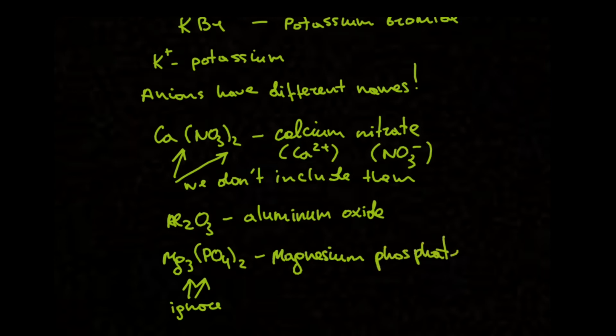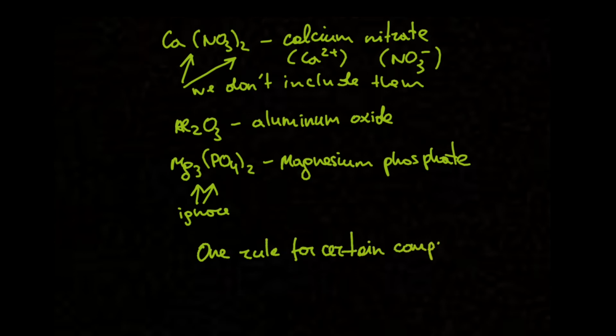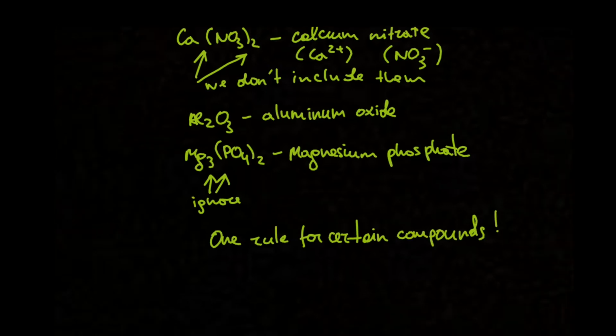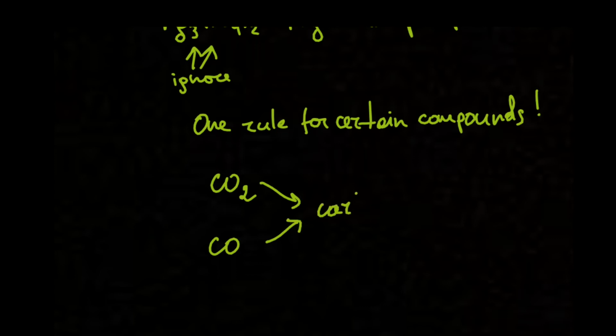At this point, you should be able to name almost all compounds. However, there is one more rule for certain compounds you must apply. Here we have two compounds. One is CO2 and another is CO. What are the names of these molecules? Well, for both of them, it should be carbon oxide. But it doesn't make sense how one name could be used for two or more compounds, right?